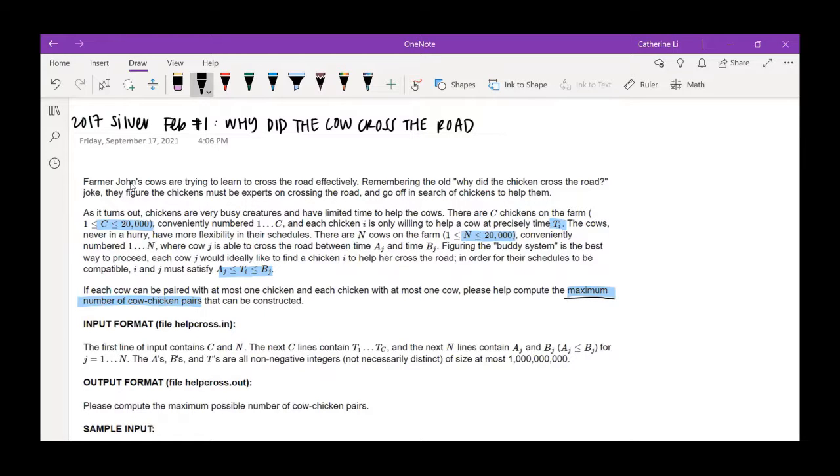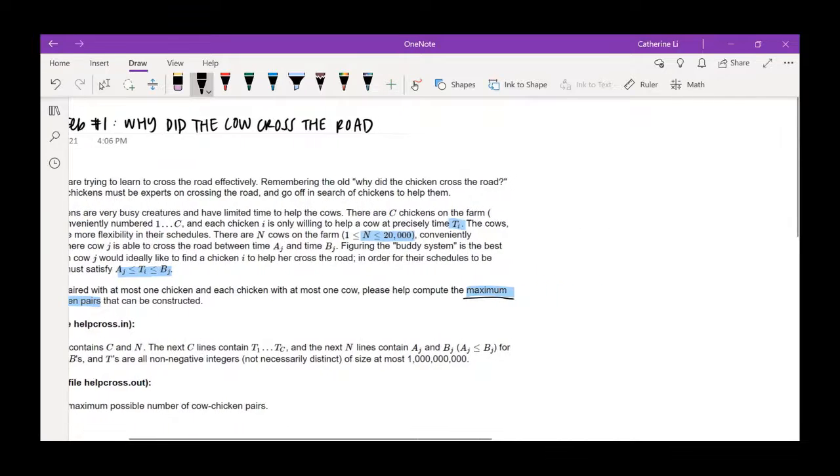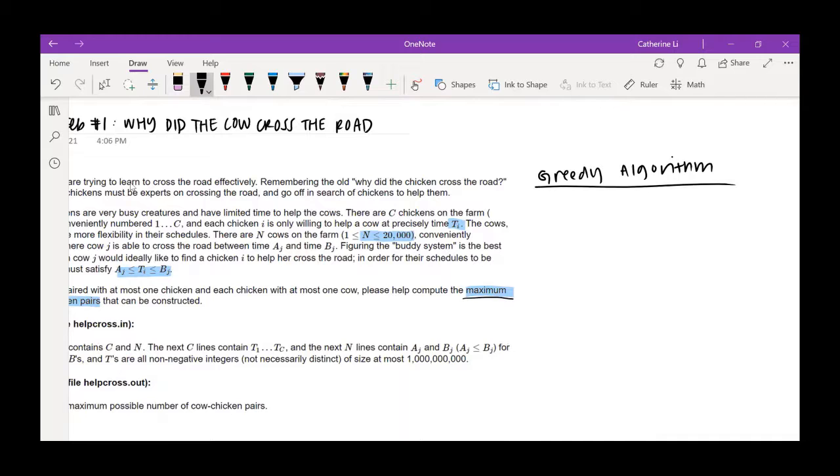In order to do that, we're going to use something called a greedy algorithm. It's basically what it sounds like, where the objective is to take as many pairs as possible, and each step that we take in this algorithm is going to be actively working towards that goal of taking as many pairs as possible.